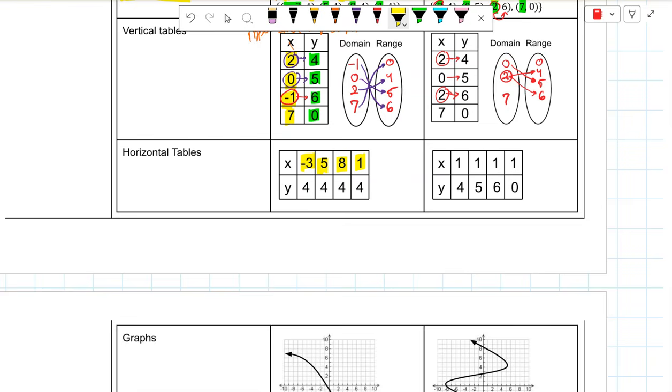And in contrast, you can see that the 1s, they're repeating over and over. And in fact, when you put a 1 in, you're getting a 4 out the output. And then you put a 1 back in, you get a 5, and then a 6, and then a 0. You can see that that is not a function. That should not be happening.